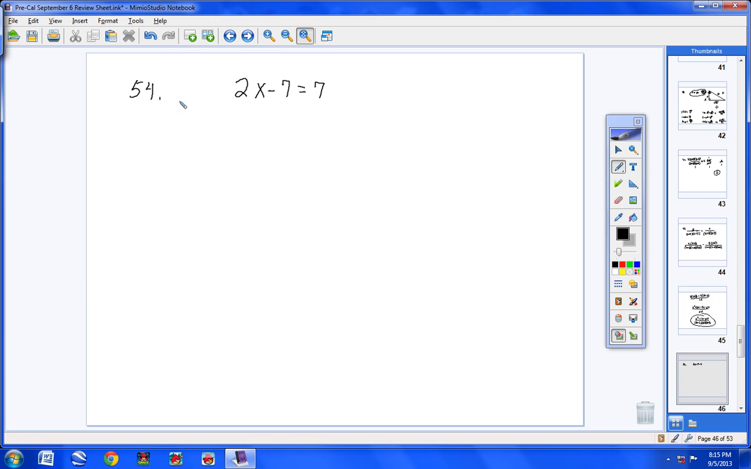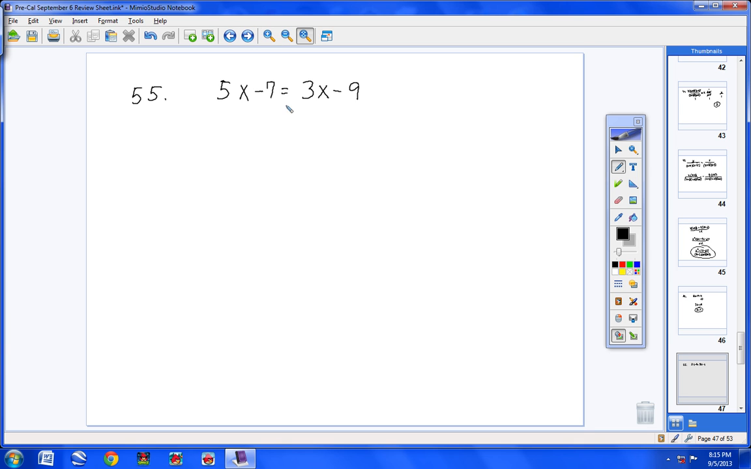All right, number 54. Now we're getting into a bunch of equations, solving them, and you're always going to want to check to see if they're linear or quadratic. If this x was squared, it'd be quadratic, but it's not squared, so we have a simple linear equation. So we want to get x by itself. We bring the negative 7 over. When we do, it becomes a positive 7, and we're left with 2x equals 14. Now divide both sides by 2, and x equals 7. Number 54. Okay, moving on to number 55.